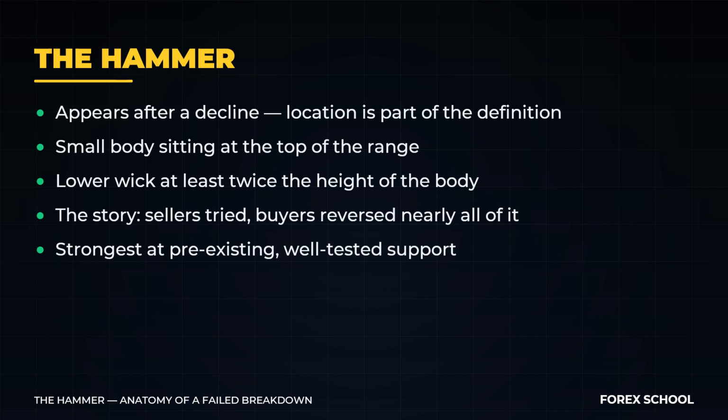During the session, sellers drove price sharply lower, and then buyers didn't merely stop the move, they reversed nearly all of it before the close. That long lower wick is a failed breakdown, printed in real time. On its own, it's interesting. At a level the market has already respected, prior support, a well-tested zone, it becomes one of the highest quality signals in price action.